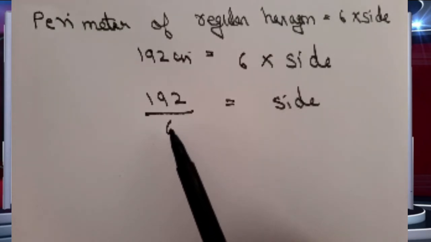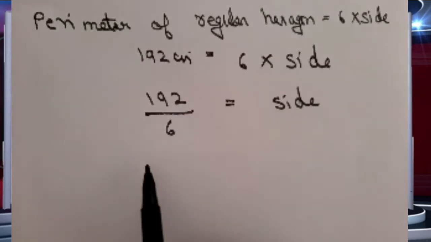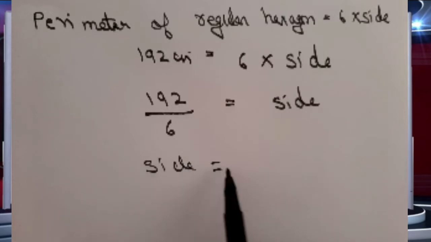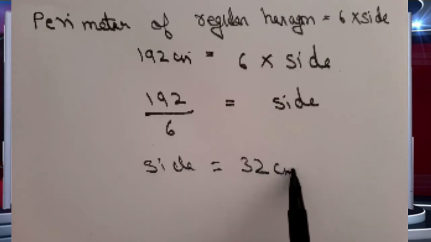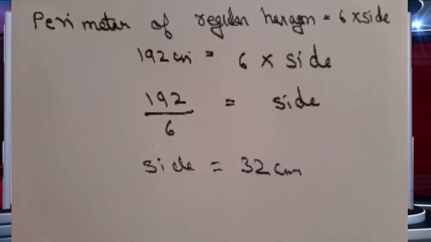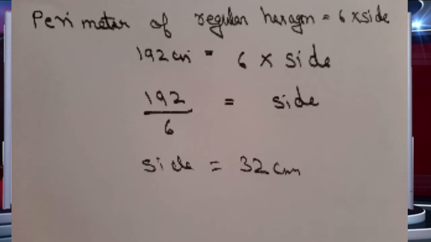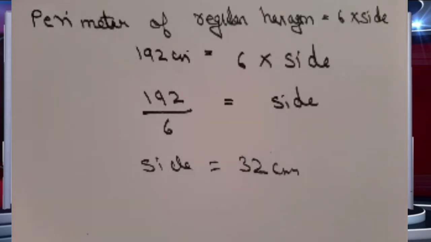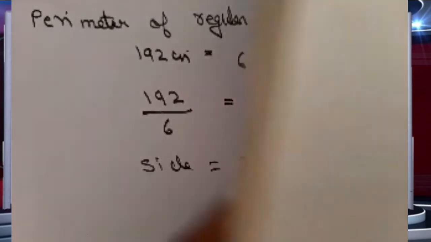Now I'll divide 192 by 6, which is 32. So side is equal to 32 centimeter. Hence the side of regular hexagon is 32 centimeter. Same ways we will do question number 4.